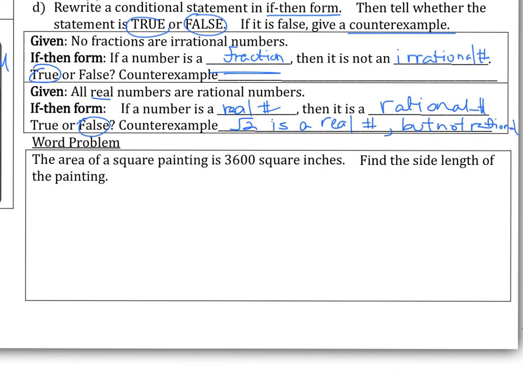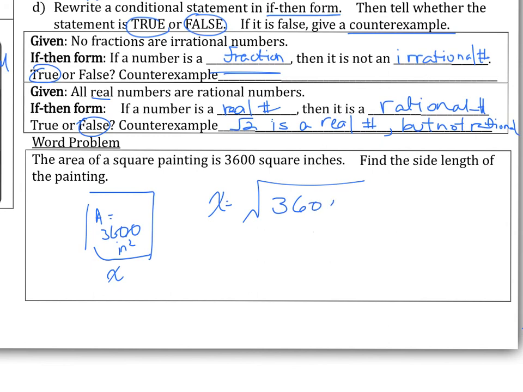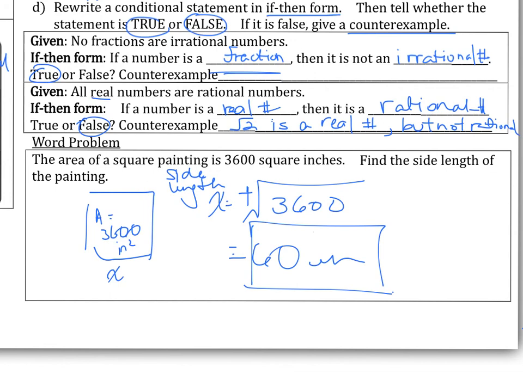Word problem. The area of a square painting is 3,600 square inches. Find the side length of the painting. X would be square root of 3600. Has to be positive because the side length cannot be negative. Okay, so X is side length. So this would be 60 inches. Okay, and that concludes this lesson.